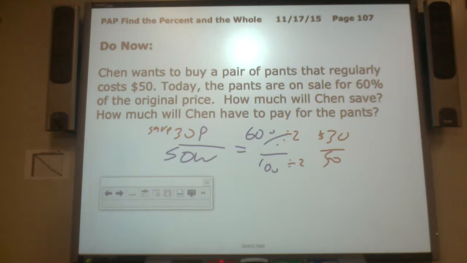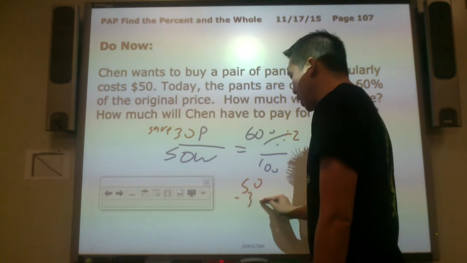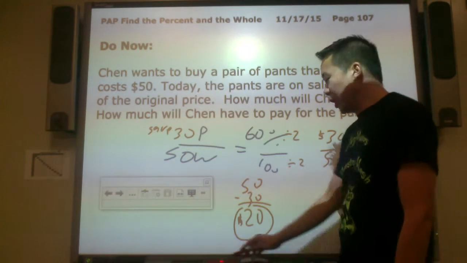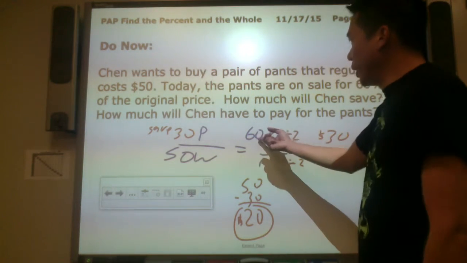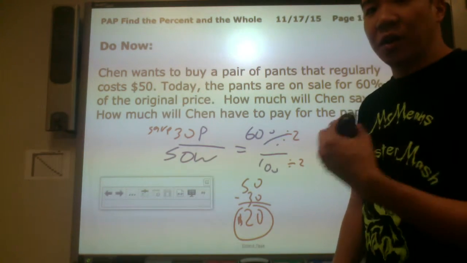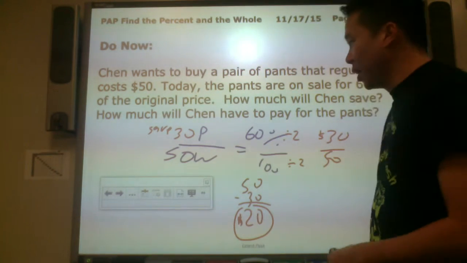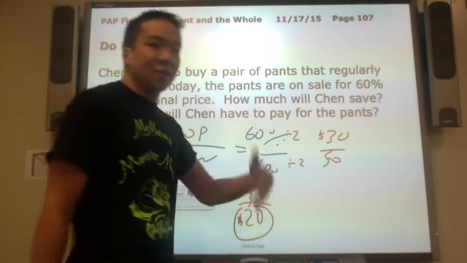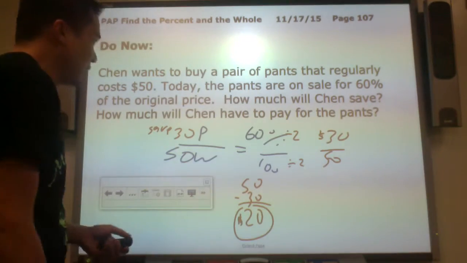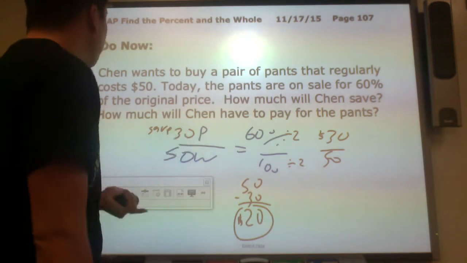So how much will Chen have to pay for the pants? If it was $50 and you save $30, he will pay $20. Another way to do it is this way. Well, we know he will save 60%. That means he will have to pay 40% of the original price. So you can break it down, and then you have gotten 20 exactly. But I wanted to show you how much he's going to save. What's his discount? Then you take it away from the original price. So $20 is how much he will pay for these pants. But the saving was $30.